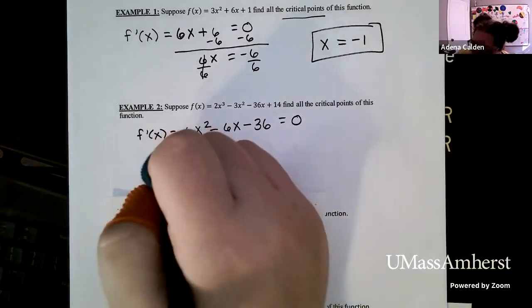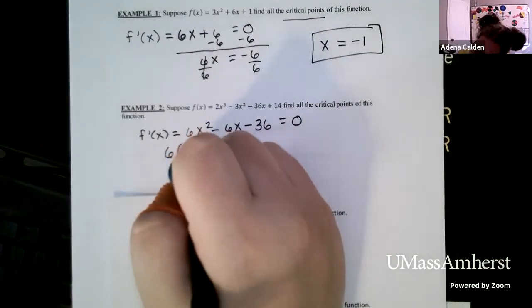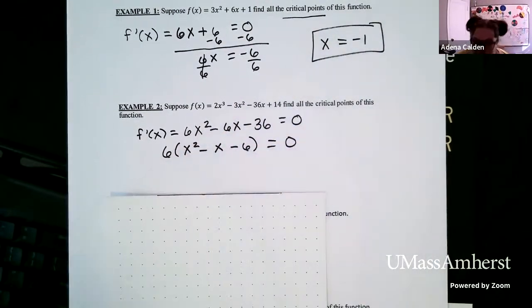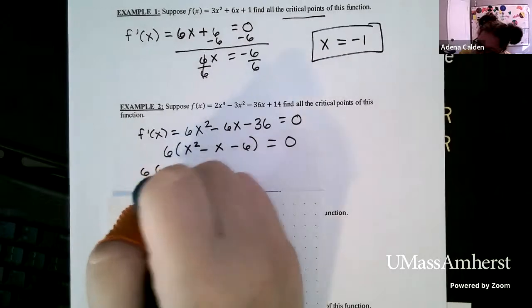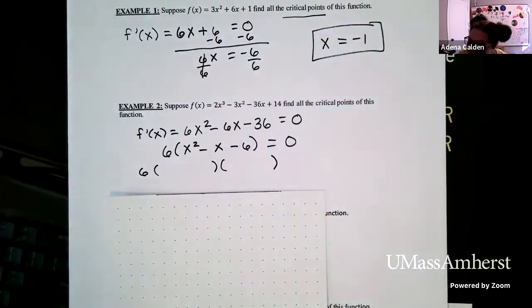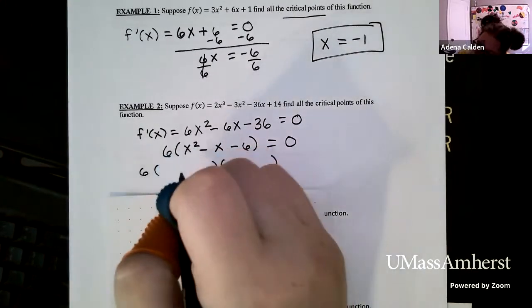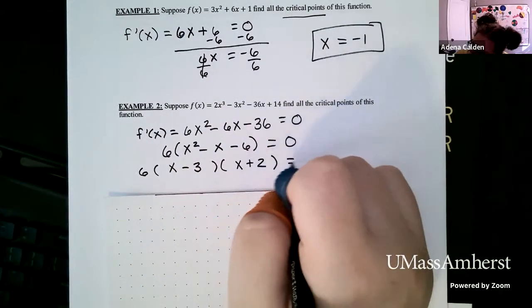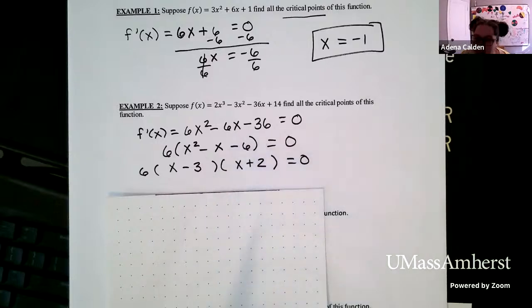For me, I like to factor out the term in front of x squared first. So I'm going to pull the 6 out. So I have x squared minus x minus 6 equals 0. And then I'm going to factor what's left in the parentheses here. I'm looking for two numbers that multiply to give me -6, but add up to give me -1. So that's going to be x minus 3 and x plus 2. Okay, so -3 times +2, those multiply to give me -6, but add up to give me the cross term of -1.